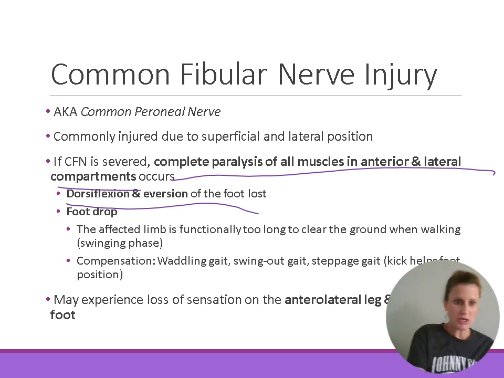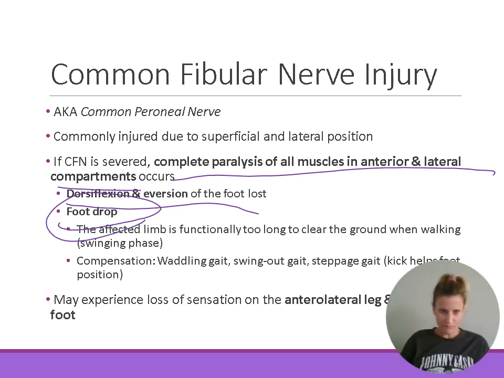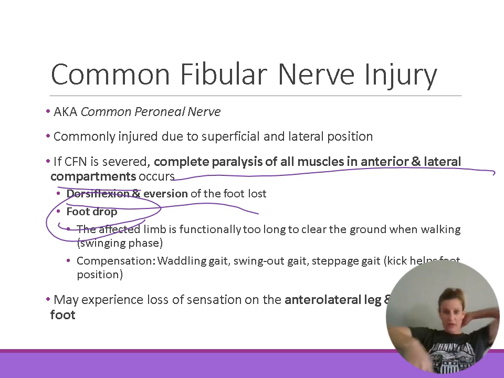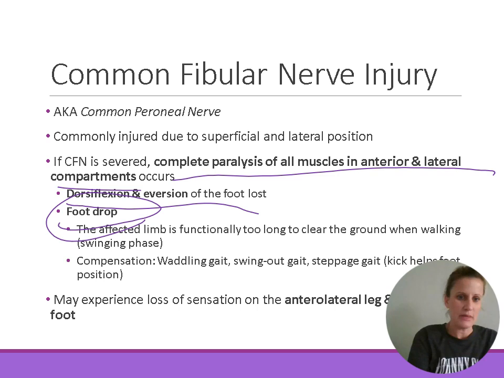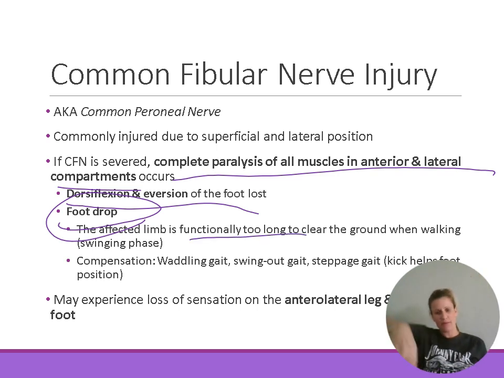Because of this, patients have what we call foot drop. Foot drop means the foot drops, right? When you pick up your leg to take a step, your foot should dorsiflex, but it doesn't, it hangs. If the foot is hanging, you functionally have a limb that's too long, right? Like picture if your foot hangs, that leg is longer than the other one functionally. So the leg can't clear the ground when walking normally, right?